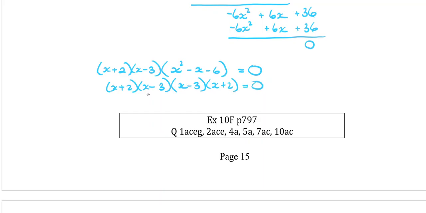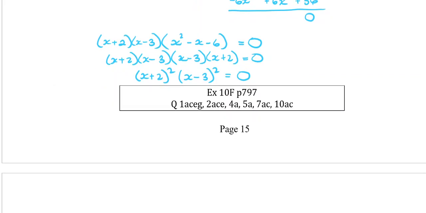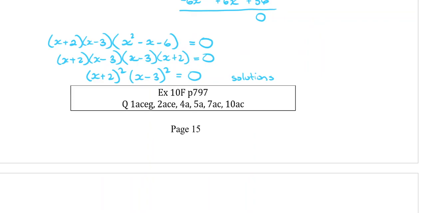Now, funnily enough, that means that some of these are repeated. I have 2 brackets that have x plus 2, which means that's x plus 2 squared. And I have 2 brackets with x minus 3, so x minus 3 squared. So we call those double roots or double solutions. So instead of having 4 different numbers, they're doubling up. And I'm only going to have 2 solutions for x. So from the first bracket, I would get that x is equal to minus 2. And from the second bracket, I would get that x is equal to a positive 3.